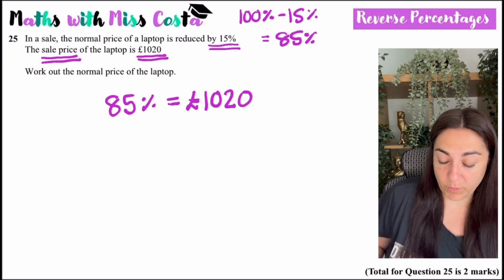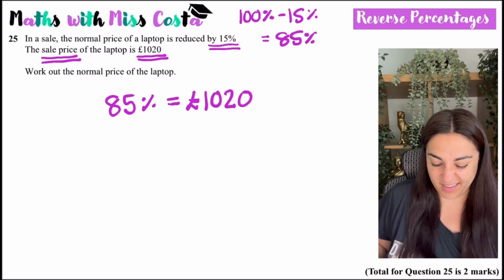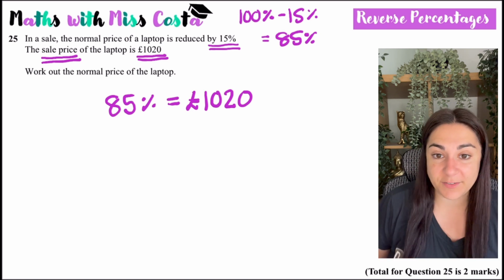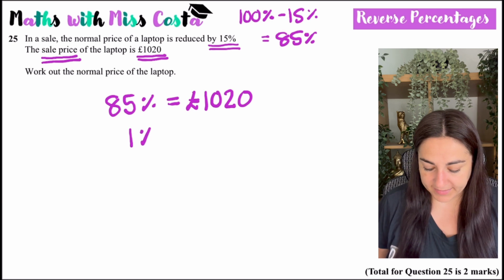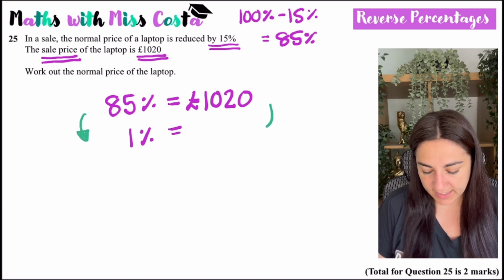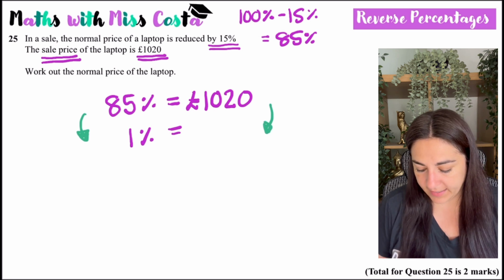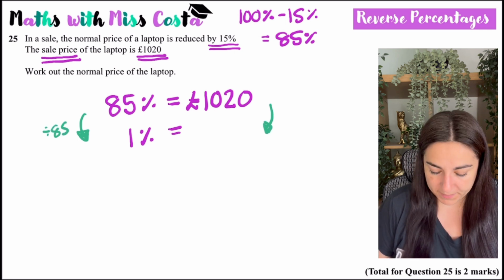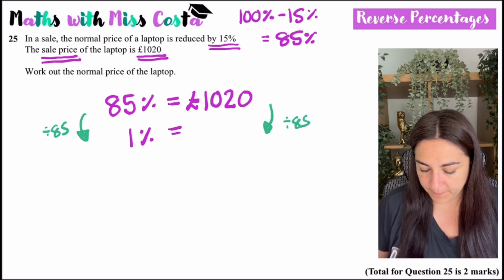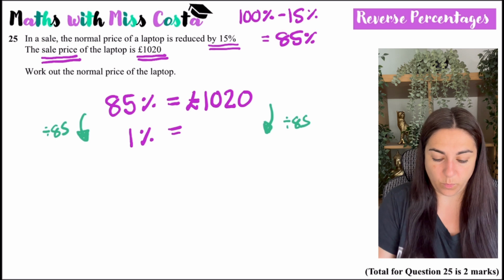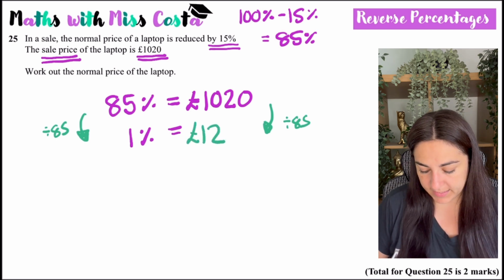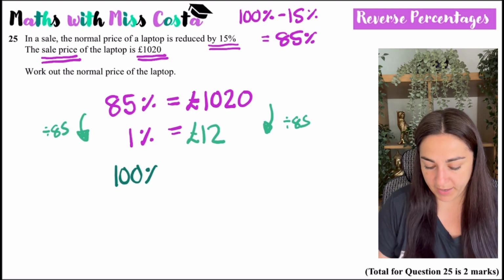Now there's quite a few ways that you can do reverse percentages, but I think the best way is to actually say what's going on. So we know that 85% of the price is 1,020. What we can do from there is literally think to ourselves, okay, if I know what 85% is, I can work out what 1% is, because how do you get from 85 to 1? You divide by 85. So let's do 1,020 divided by 85, which is 12. So I know that 1% is £12.